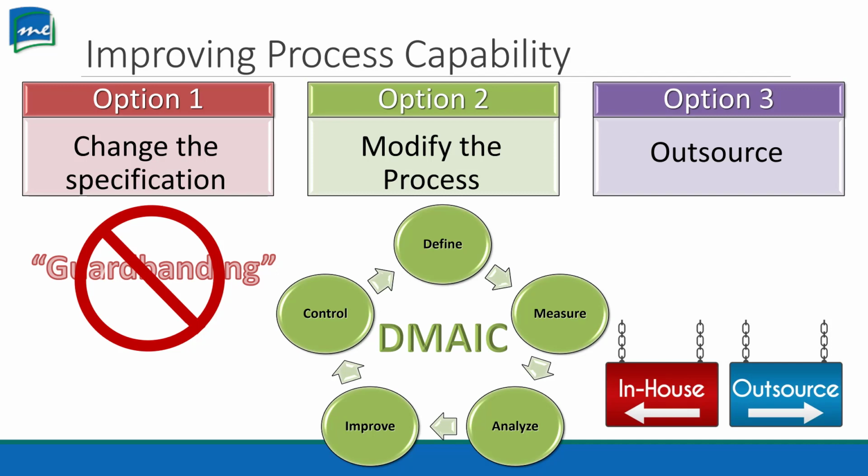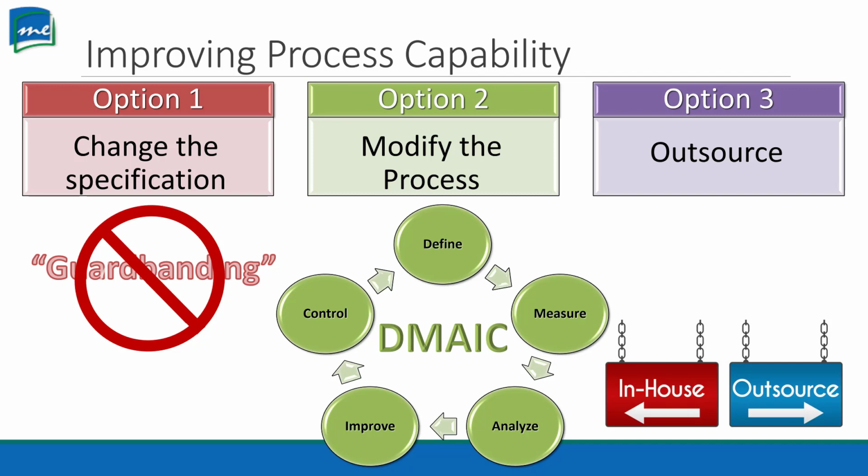So option 2, modify the process. This might be the best option here. We need to use the DMAIC process that we learned in topic 7 to go through and try to make the process better: define, measure, analyze, improve, and control. If we can do that, we can figure out what's going on. And we're going to use the statistical processes, which we'll talk about in the next video, and we can narrow down where our problem is.